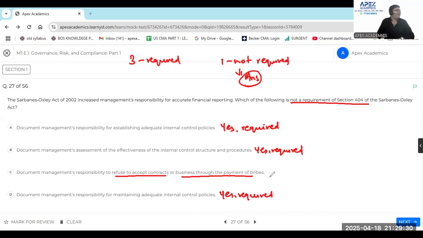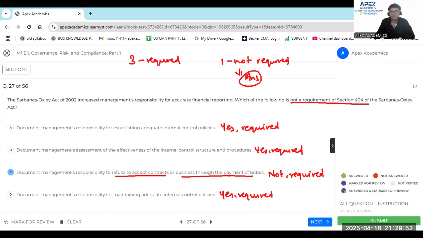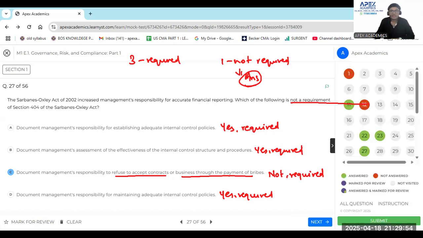ये तो कुछ नहीं था. Payment of bribes etc. is in FCPA. What has that got to do with SOX? It is not required. So what is your answer over here, ladies and gentlemen? Option number C. Agreed or disagreed? Please tell me that. Yes or no? Agreed, guys? Come on, students.